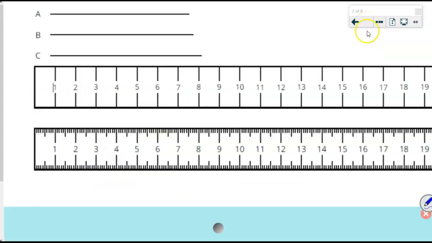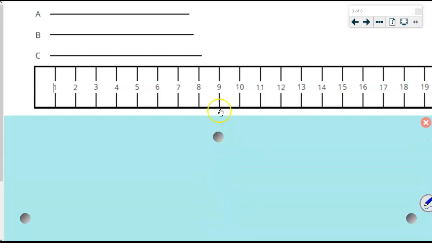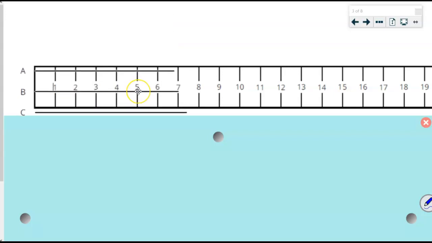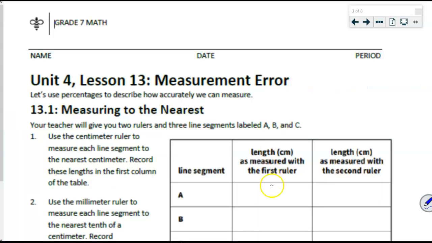So again, what that looks like, students in class have been given a centimeter ruler and a millimeter ruler. They're going to start with their centimeter ruler and they're going to measure each of these line segments. You're going to be measuring to the nearest centimeter. So line segment A looks like it is almost to the 7, but not quite. And even though I know it's not 7, I'm measuring to the nearest centimeter, and so I am going to put in my table 7 to the nearest centimeter. Repeat that for line segments B and C.